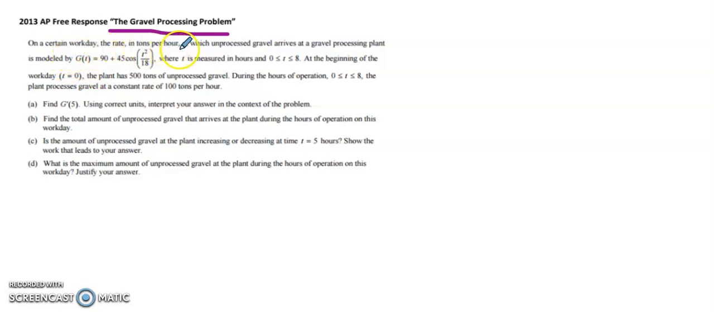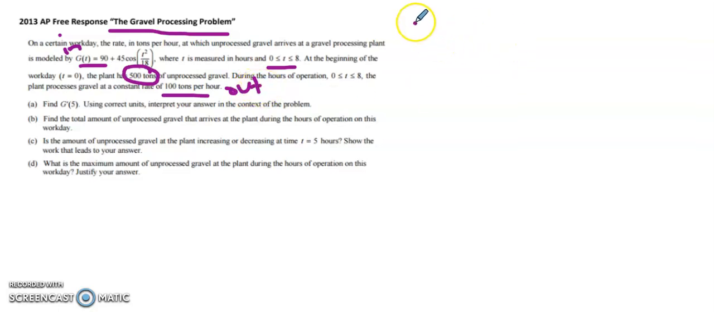Here, we've got a gravel processing plant, and the gravel is arriving at a rate of this. So this is the rate in here. This is the time period that it's happening on. This is the initial value, 500 tons, and then this 100 tons per hour is the rate out.